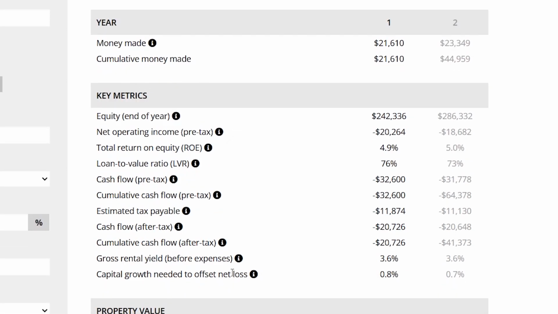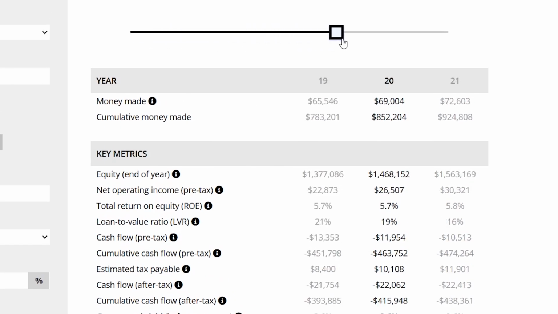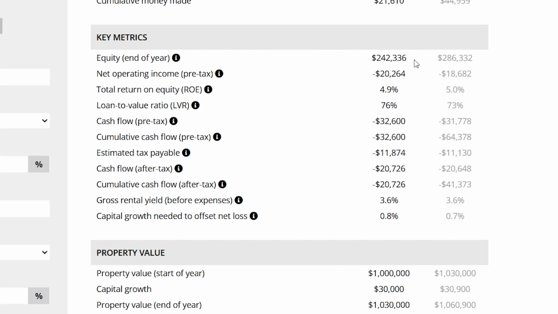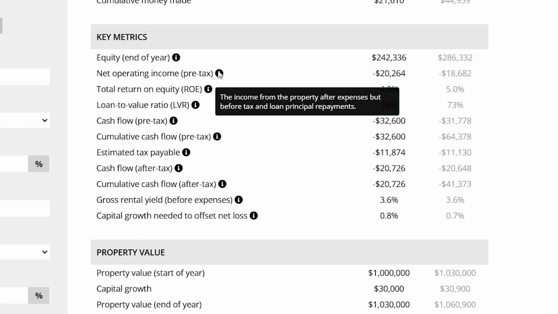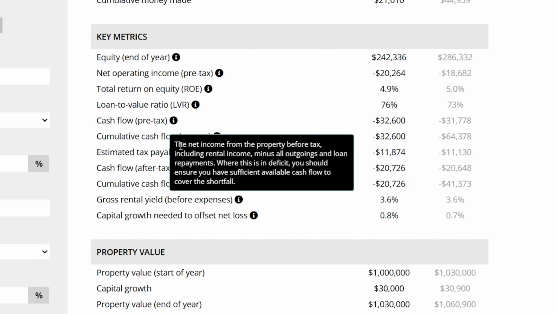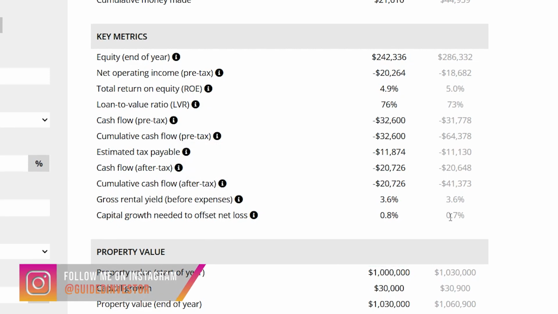Here are the other key metrics, and you've got cumulative, so that as you continue to slide across, you can see the cumulative value of money made every single year as well. Some of the key metrics include the equity at the end of the year. Just run your mouse over these little information buttons. It's going to explain exactly what every metric is. I'm not going to go over all of them in detail, just a few.